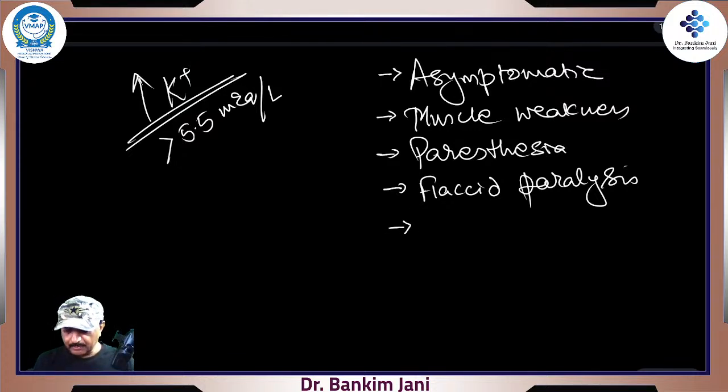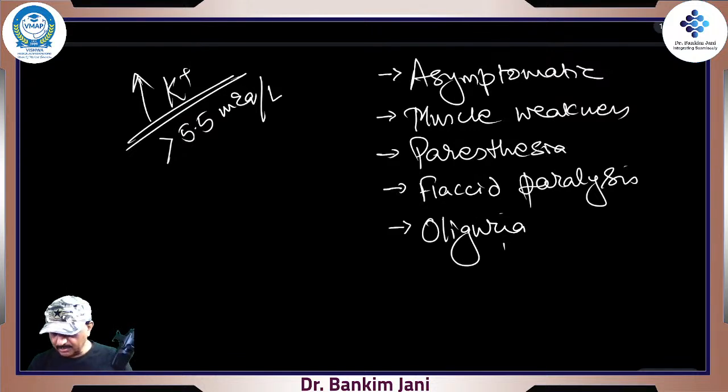Another thing which is very common is oliguria, right? Oliguria means less urine. This would be another hint that the kidneys are not functioning. And when can you say less urine? When it is less than about 400 ml per day.